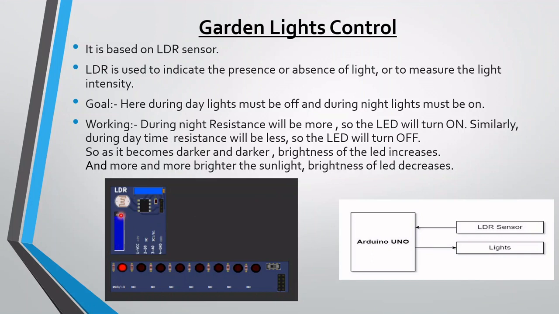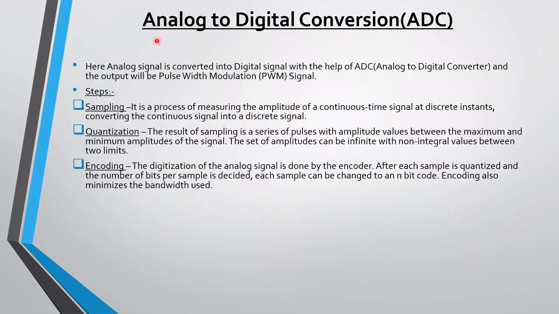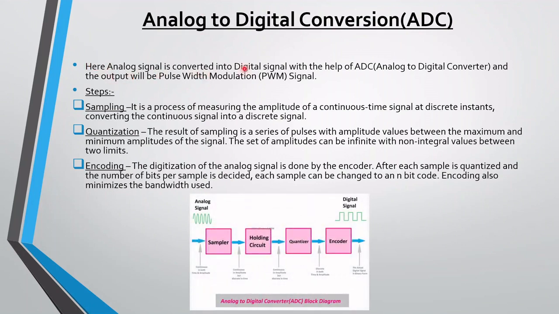Minimum the resistance, that is if I slide this down, the LED will turn off. So, analog to digital conversion. Here, the analog signal is converted into a digital signal with the help of an ADC, that is, analog to digital converter, and the output will be a pulse width modulation signal, that is, a PWM signal. Steps in the conversion: sampling, quantization, encoding. This is the block diagram of analog to digital conversion.